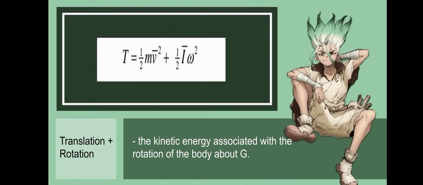We have here the formula: kinetic energy is equal to 1/2 m v̄² plus 1/2 I ω². This is the combination of translational and rotational kinetic energy.